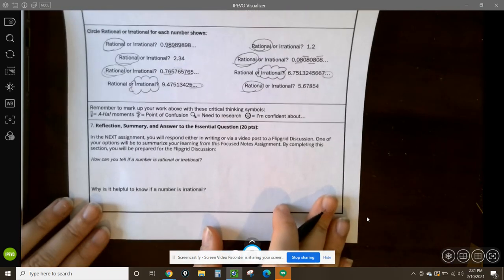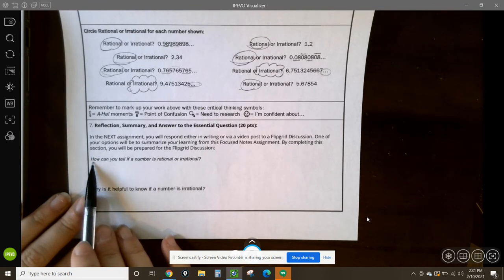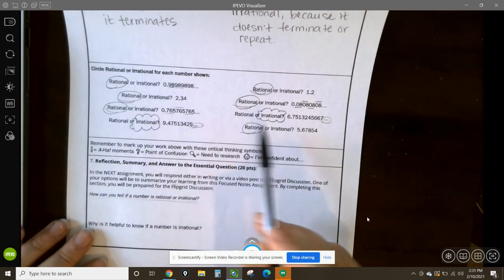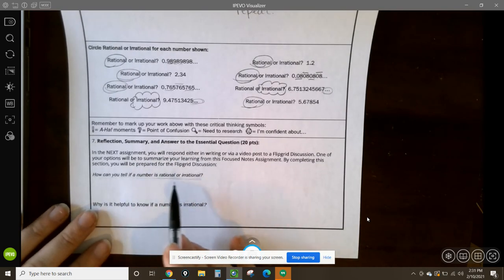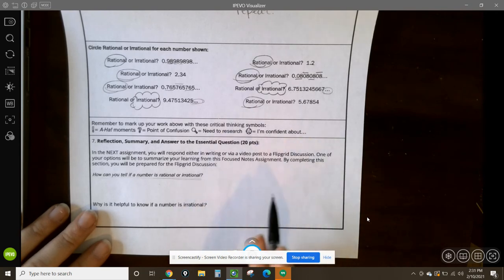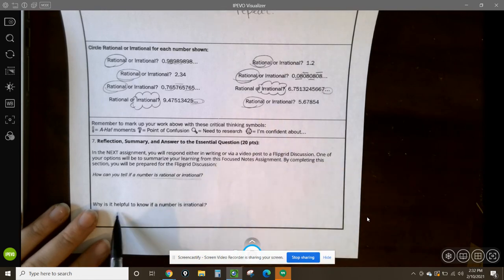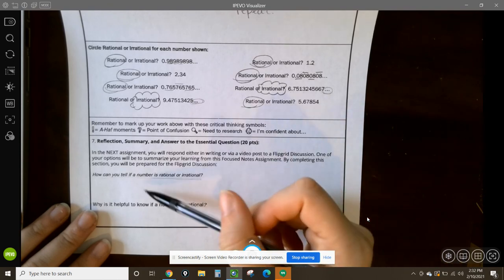Okay, so now you've come to the end of the summary and reflection. So now we should be able to answer those initial questions that we had at the beginning of the notes. How can you tell if a number is rational or irrational? So we just did a bunch of examples of how to tell. So you're going to write here in words, I can tell if a number is rational or irrational by what? What do you look for? What are the rules that we just talked about up here? And then why is it helpful to know if a number is irrational? So take a minute and fill in these two answers. You need to write this out in words.